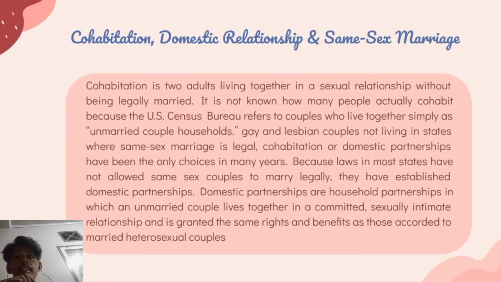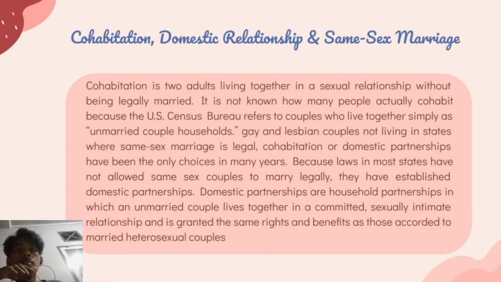Cohabitation, domestic relationship, and same-sex marriage. Cohabitation is two adults living together in a sexual relationship without being legally married. It is not known how many people actually cohabit because the U.S. Census Bureau refers to couples who live together simply as unmarried couple households.